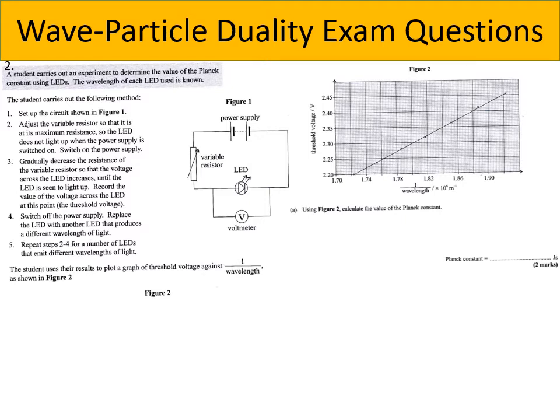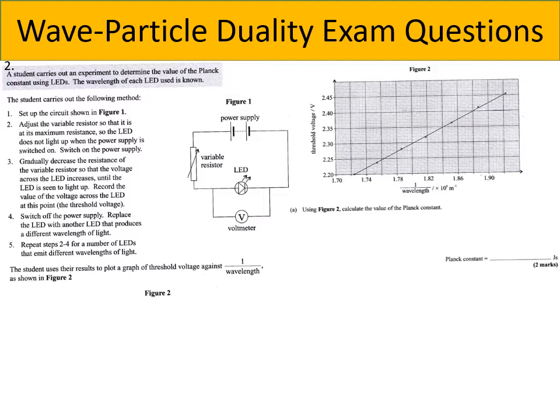Number 3. Gradually decrease the resistance of the variable resistor so that the voltage across the LED increases until the LED is seen to light up. Record the value of the voltage across the LED at this point, which is the threshold voltage. Number 4, switch off the power supply, replace the LED with another LED that produces a different wavelength of light. Number 5, repeat steps 2 to 4 for a number of LEDs that emit different wavelengths of light.